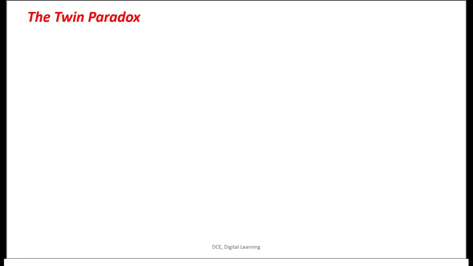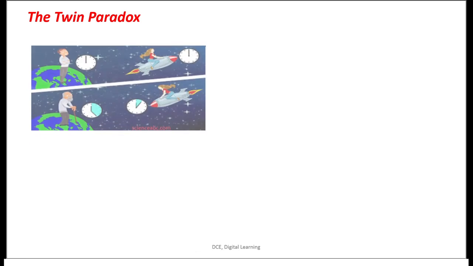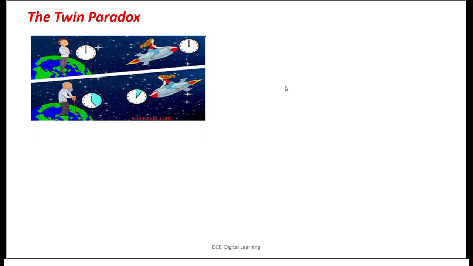This is an application of time dilation phenomena, called the twin paradox. Look at this picture. A man and a girl are on the earth. The girl started to move in a spaceship or a rocket at some time. Look at this clock here and here. They started at the same time. This lady started the journey at the same time.